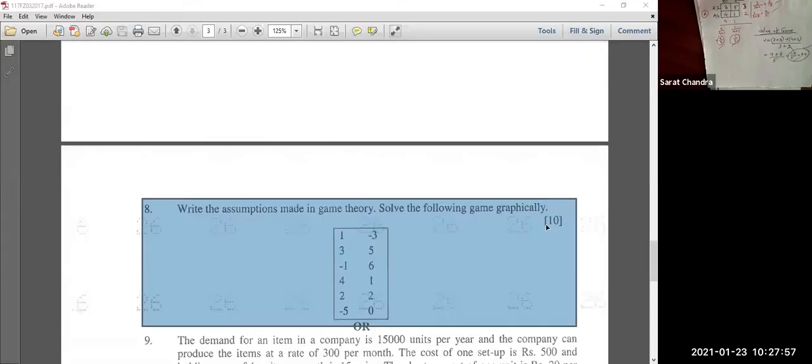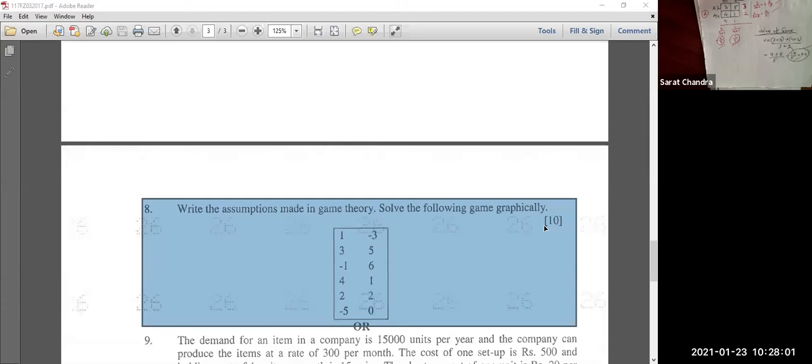Clear? This is the way to find out the value and the probability of the corresponding strategy, and this is the way to calculate the value of the game. So the answer will be 3.4 or 17 by 5. Yeah. So this is the solution of question number 8. This question is for 10 marks.